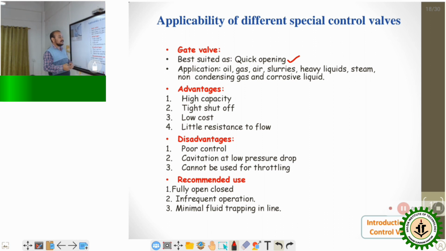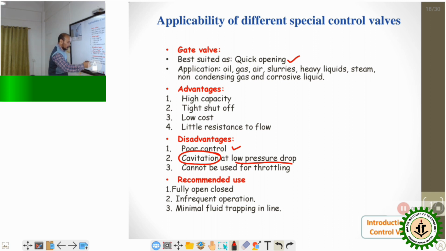Low cost and little resistance to the flow, so there will be less resistance. If we talk about disadvantages, it is poor control. Obviously, if you have a quick opening type of valve, the control will be poor in that segment. Cavitation is one type of problem, when the fluid pressure drops lower than the atmospheric pressure, and that is a very dangerous situation for a control valve. It also cannot be used for throttling. That means proportional movement cannot be done by using these gate valves.